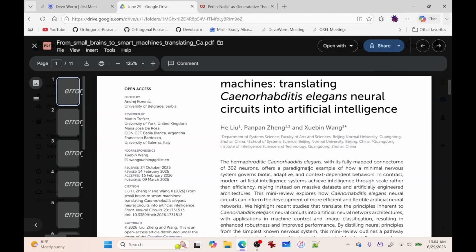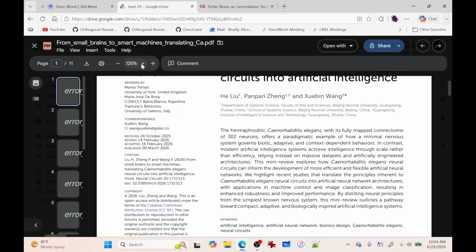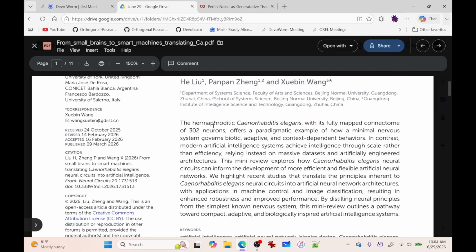Of course, this is the kind of thing OpenWorm is trying to do in some ways, and so they're just laying out a roadmap here, I guess. So let's get into the abstract here. The hermaphroditic C. elegans, with its fully mapped connectome of 302 neurons, offers a paradigmatic example of how a minimal nervous system governs biotic, adaptive, and context-dependent behaviors.